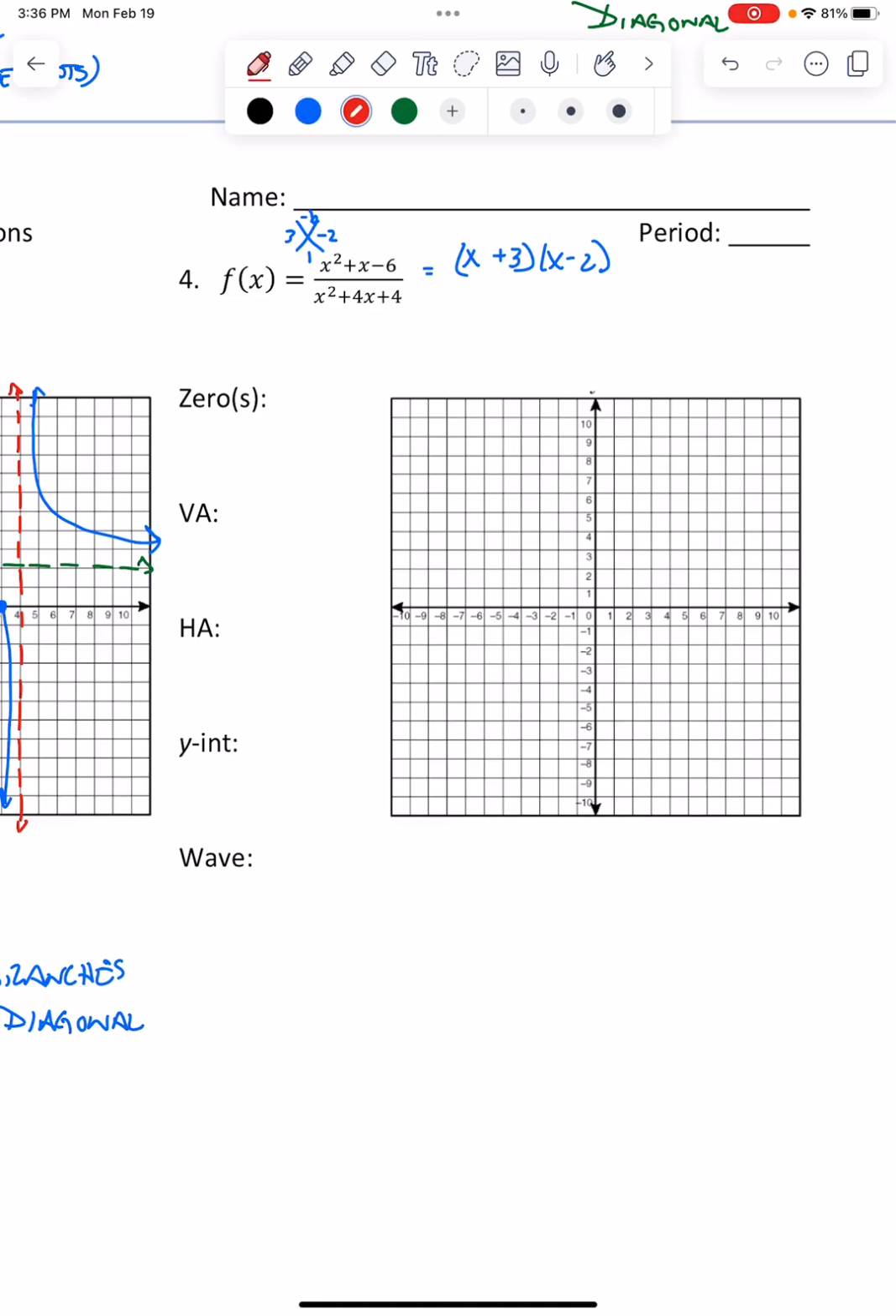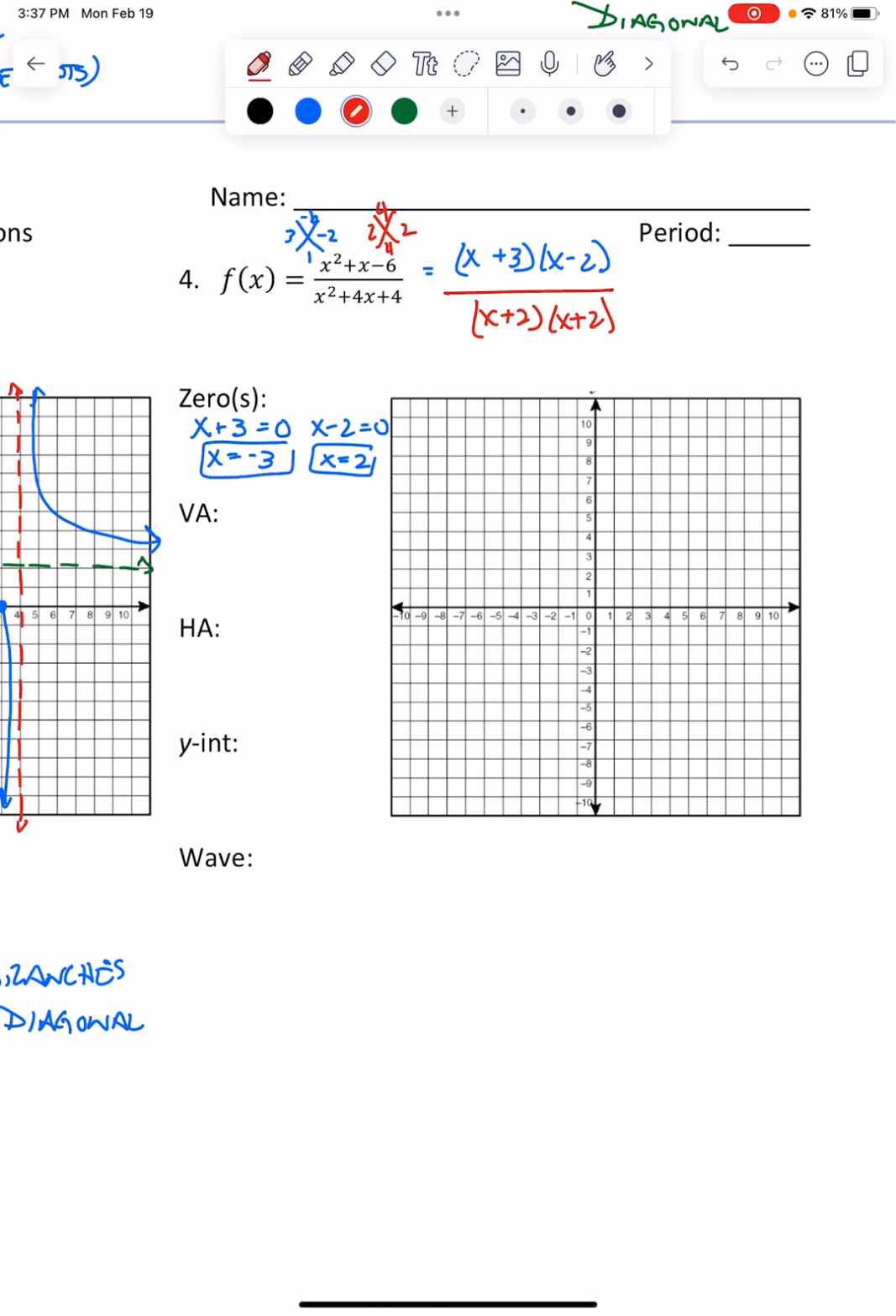Right? And then the bottom, multiply to 4, add to 4, be 2 and 2. So now as we go to work with this, our zeros again come from the top. So we're going to have 2 of them this time. So we get -3 and +2 as our 2 zeros.